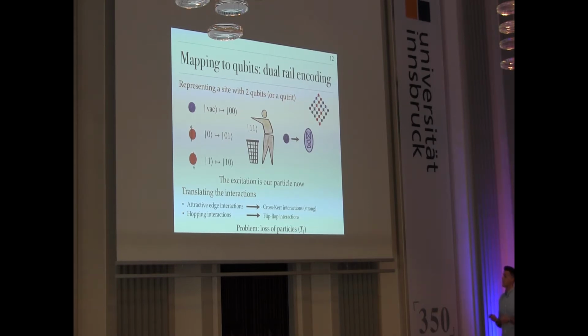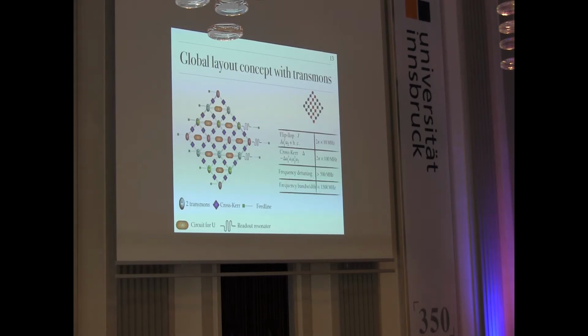Okay, so then we need to translate the interactions in terms of qubits. And what I claim is that the attractive edge interactions, on the edges, for transmon qubits will be cross-Kerr interactions. And the hopping interactions will be what are usually called flip-flop interactions. Okay, so let's first start with the so-called easy interactions, flip-flop interactions in this case.